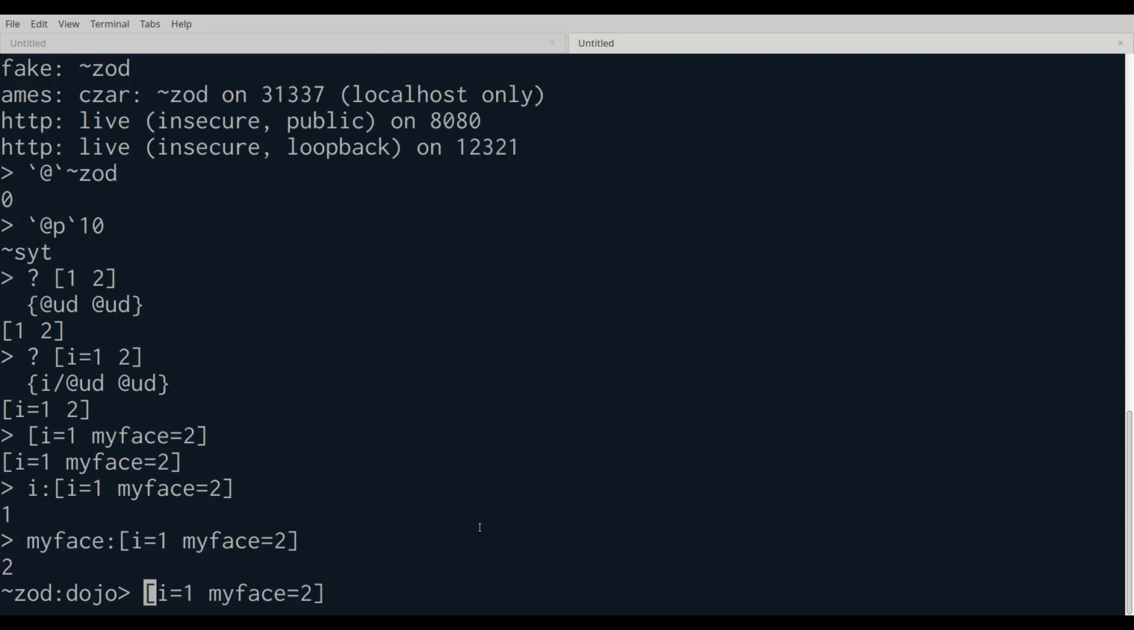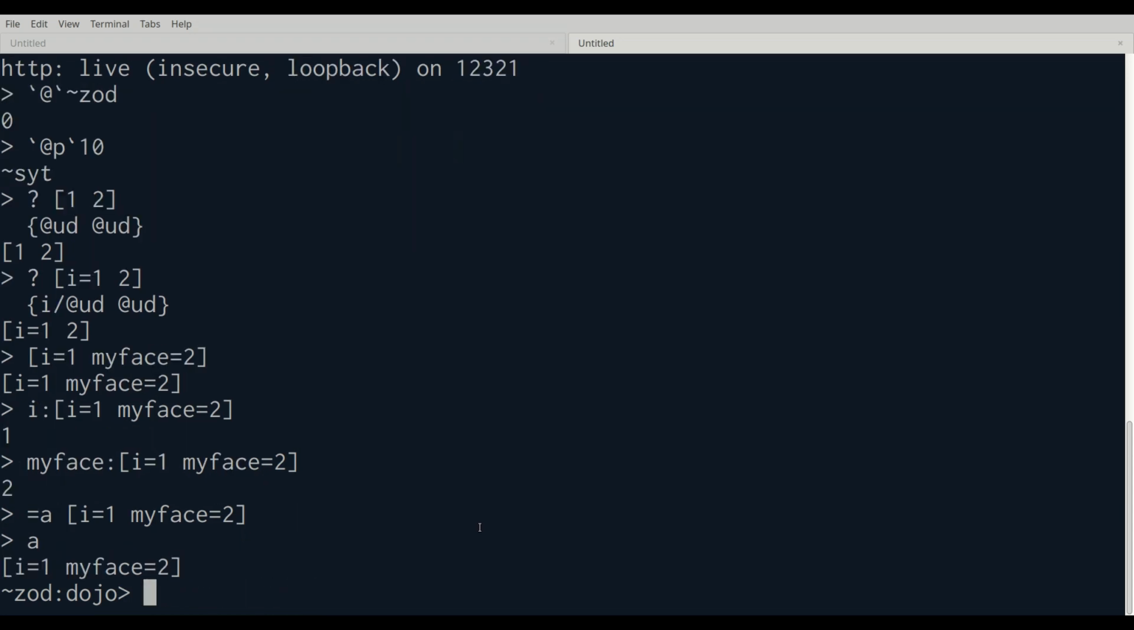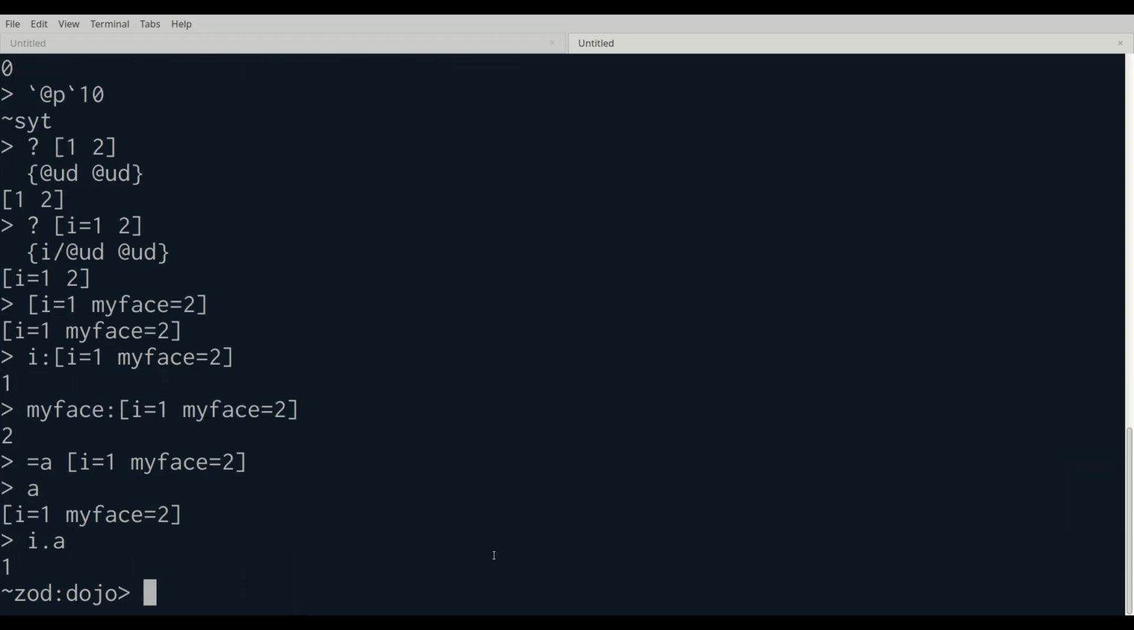Now, oftentimes in the dojo, it's very useful to just set some variable and play around with it. The way that we do that in dojo, again, this is a dojo-specific thing to do, this is not Hoon, is we do the equal sign, and then we give some face, and then we have whatever expression we want to assign. Okay, so now I have this expression assigned to a. So I can then go ahead and say i.a. Now you'll notice that we use the dot here instead of the colon.